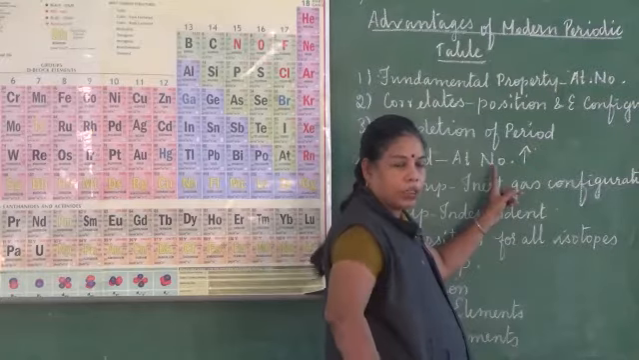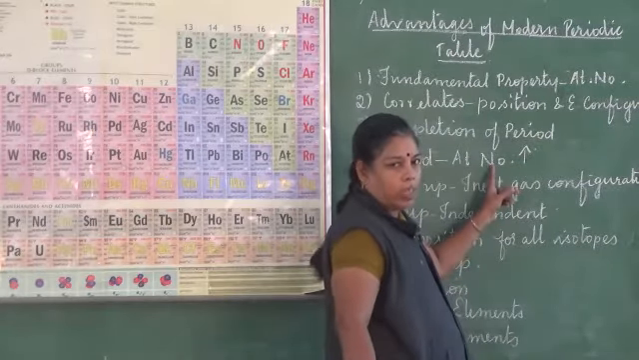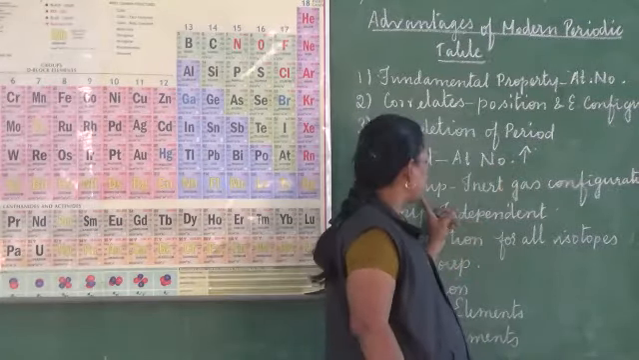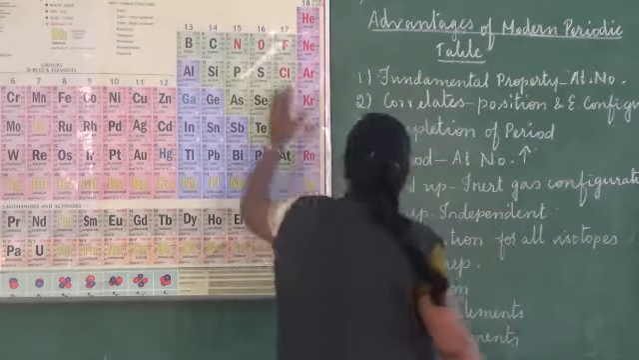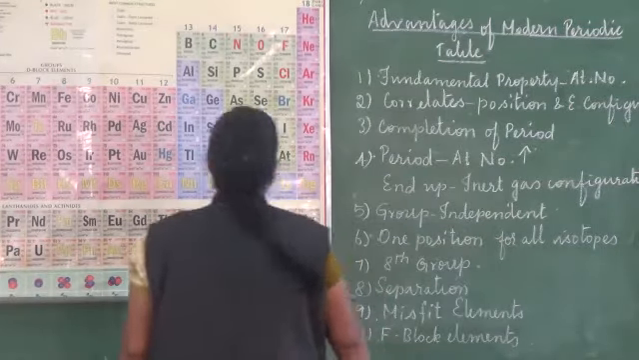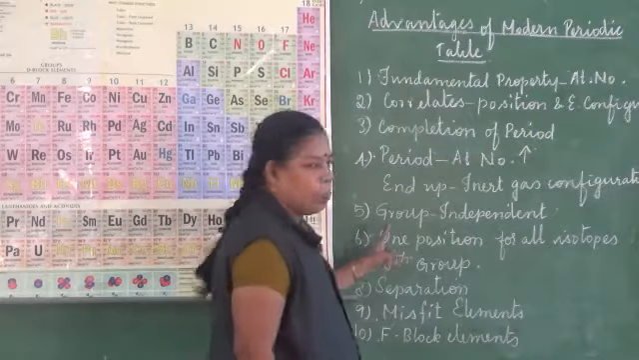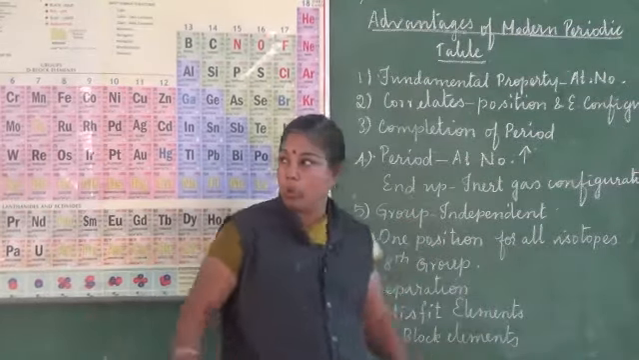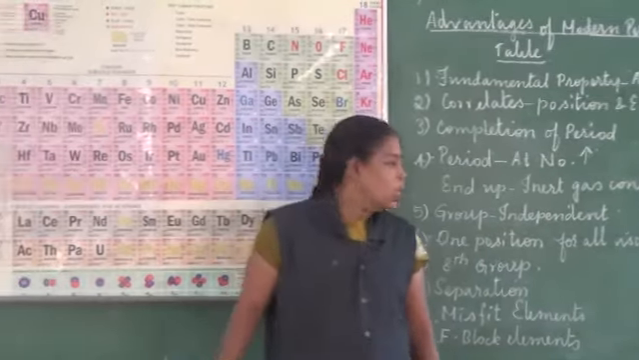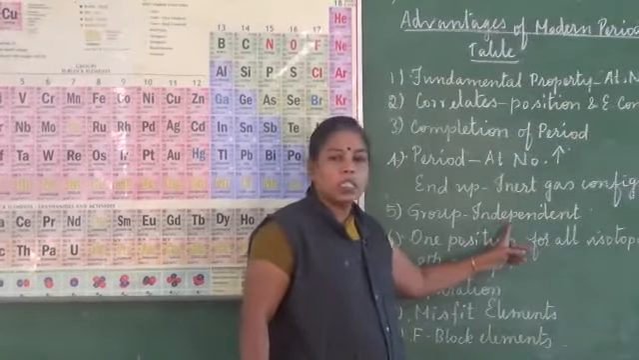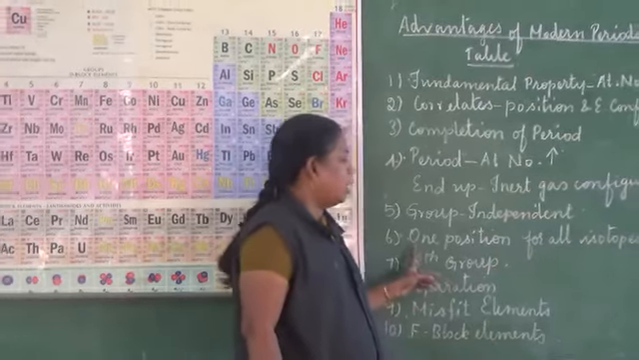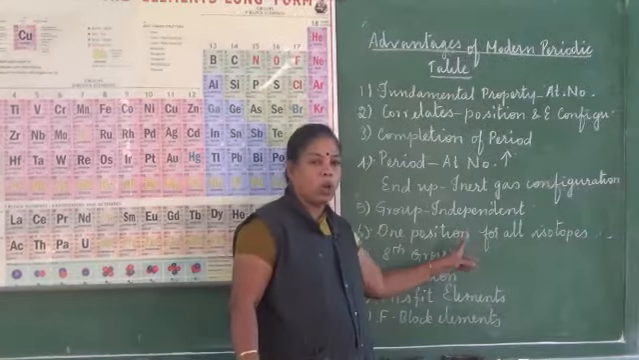The electrons are gradually filled up in orbitals till it reaches the inert gas configuration, and then each group is independent. Each group gets an independent property. So, the idea of subgroups is discarded, and only one place is given for all the isotopes.